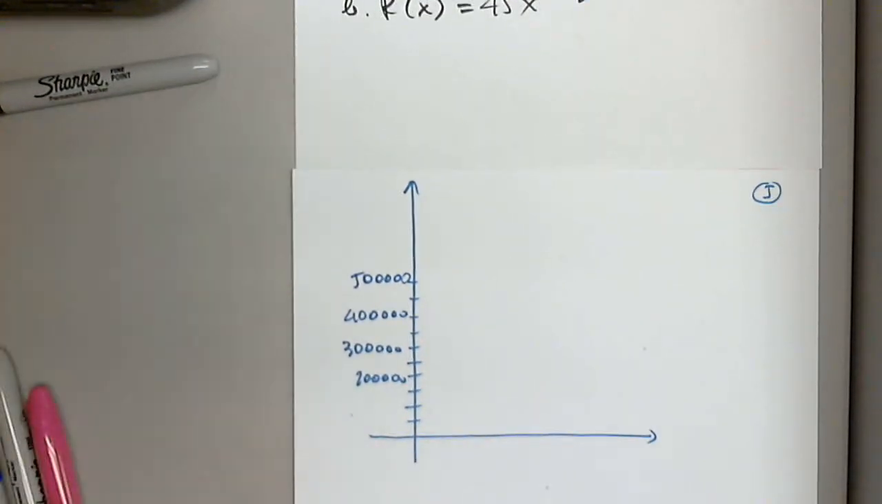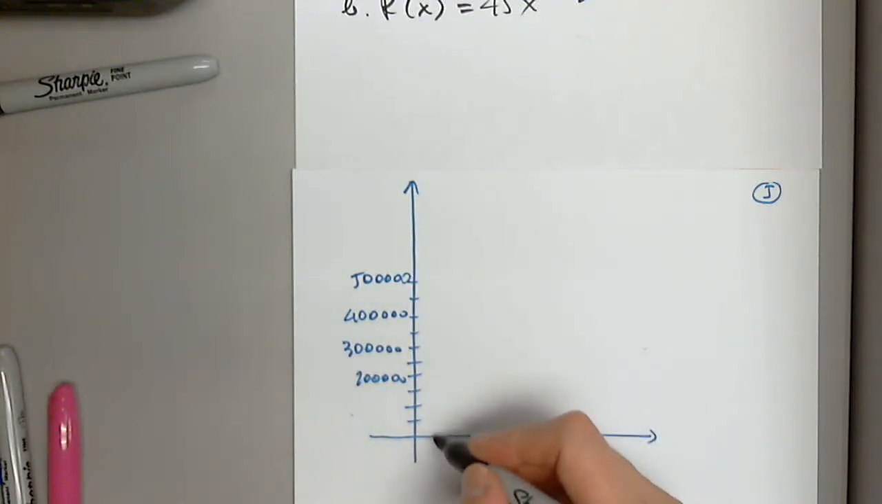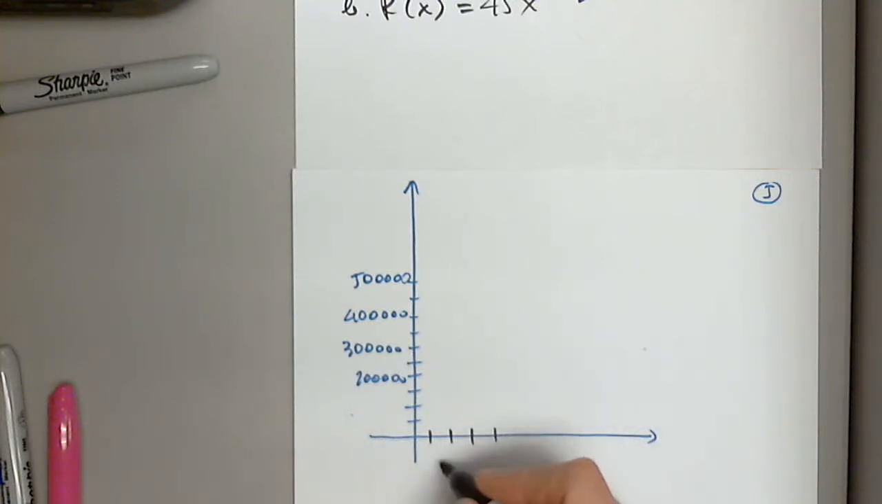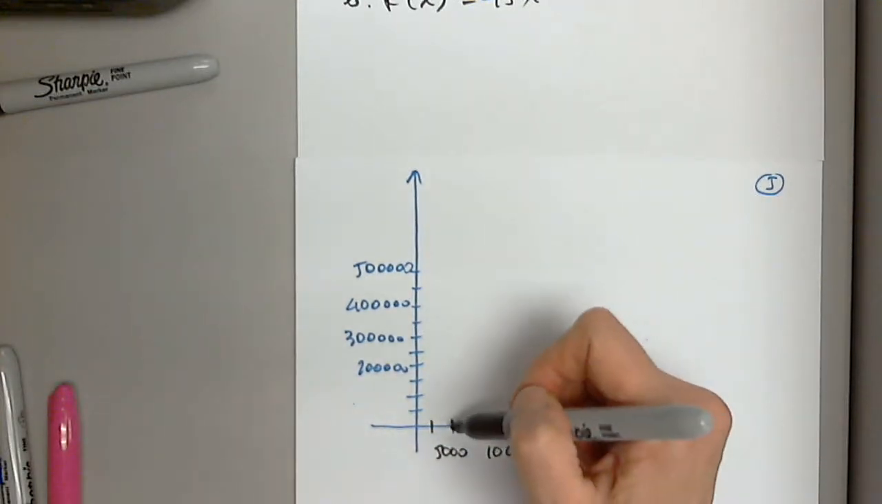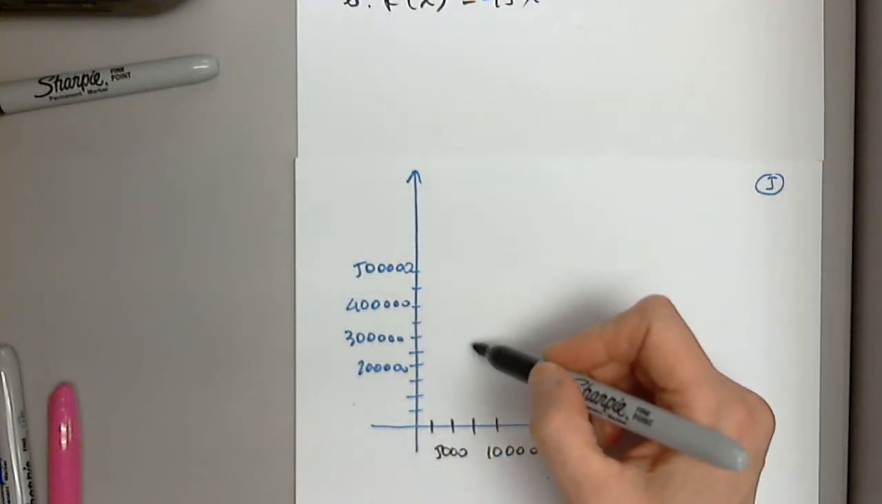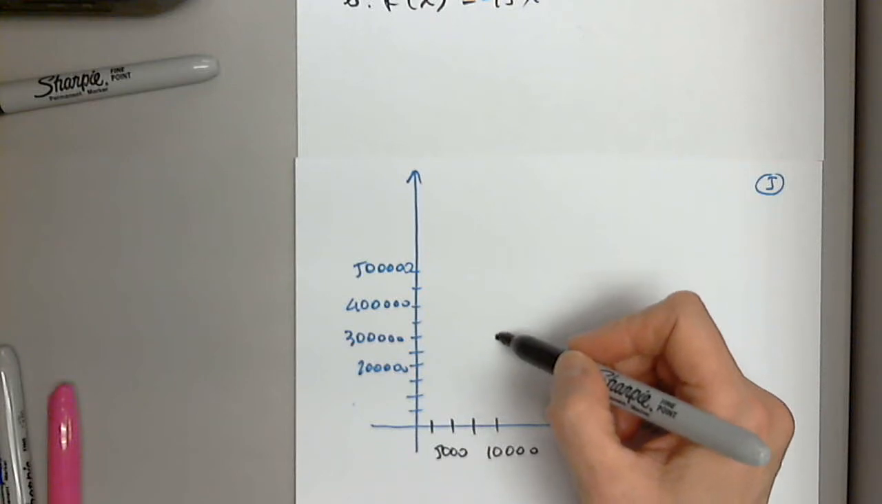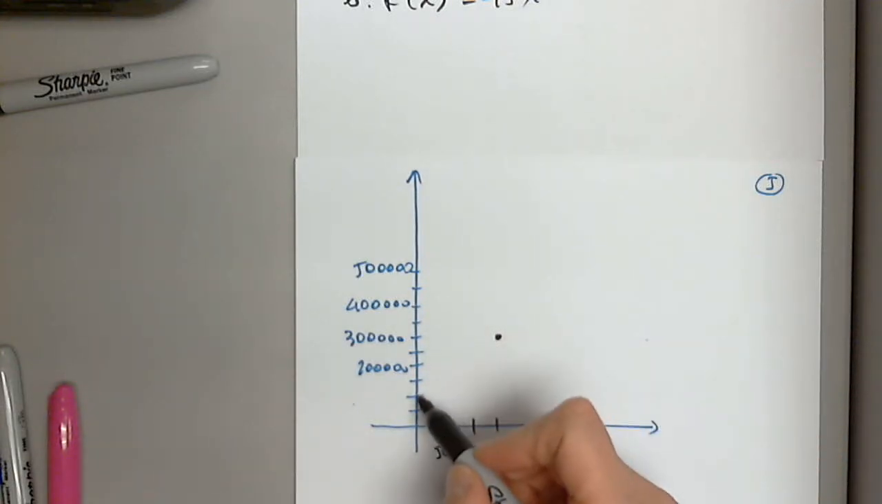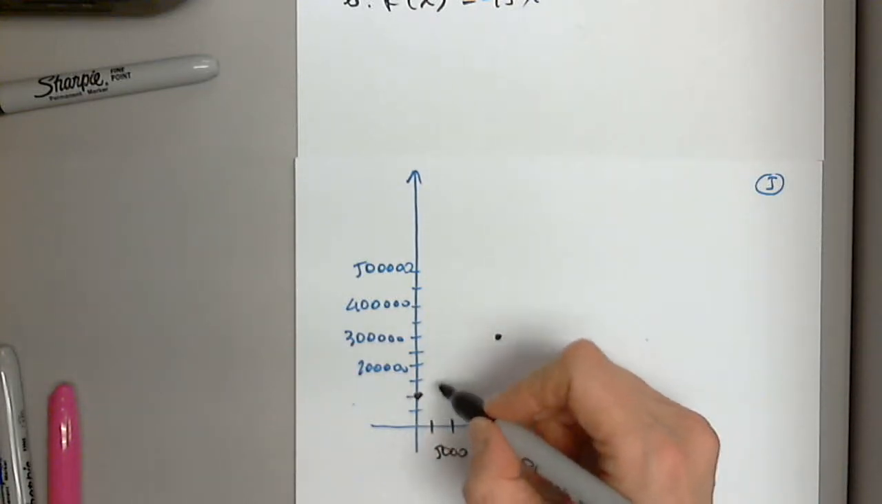So now I think I have enough. I'm going to copy the first graph first. And I'm going to say this is 5,000 and this is 10,000 units. Okay, so at 10,000, this was at 300. And it started at 100,000. So this is the cost.